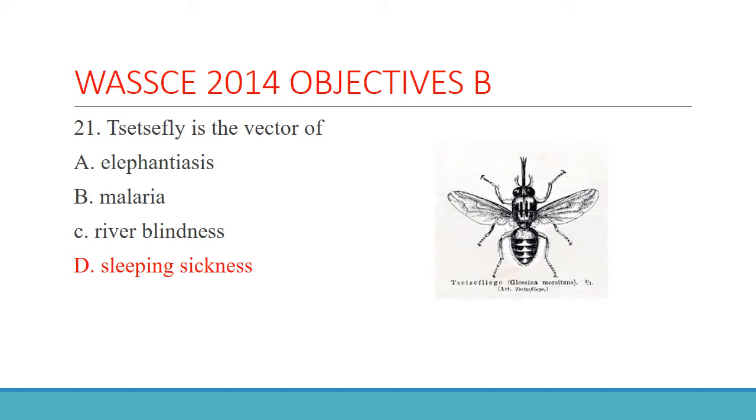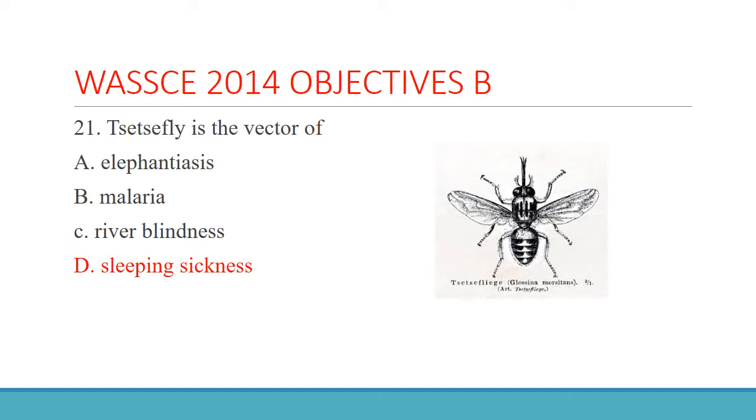When you say a vector, it is an organism which carries another organism that causes a disease. There's a difference between the two. The vector is a carrier of another organism that causes the disease itself. A typical example I can give in this case is malaria and the mosquito. Most people make the assumption that malaria is caused by a mosquito.